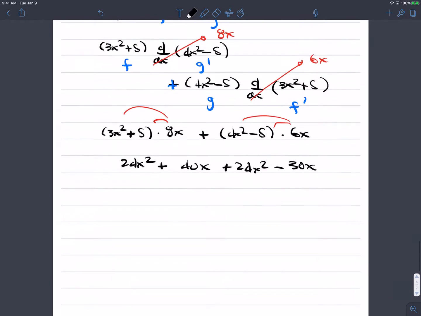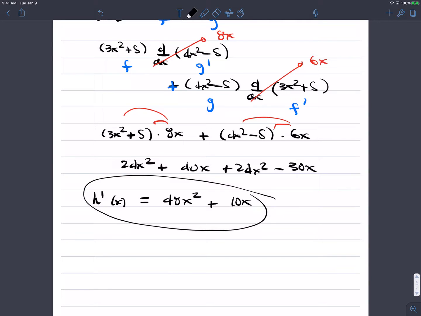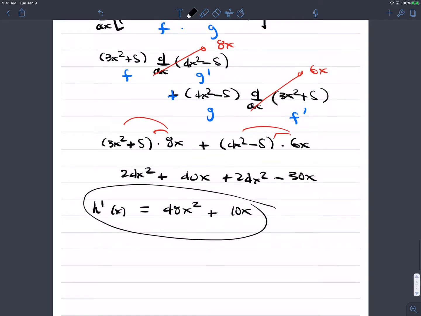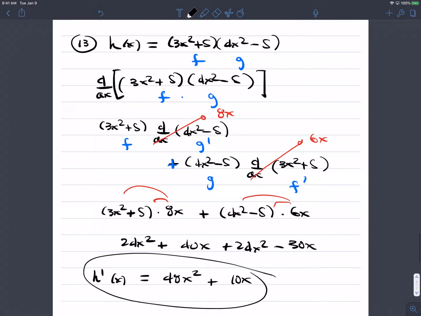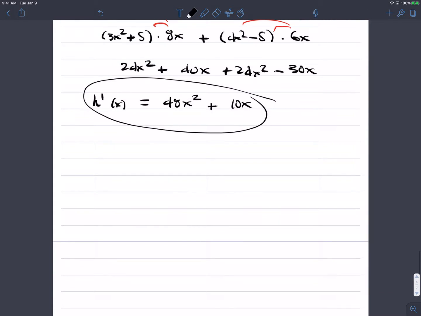Okay, we can combine like terms to get our final answer. So this derivative will be equal to 48x squared plus 10x. And you're done. So this is number 13. Number 15.